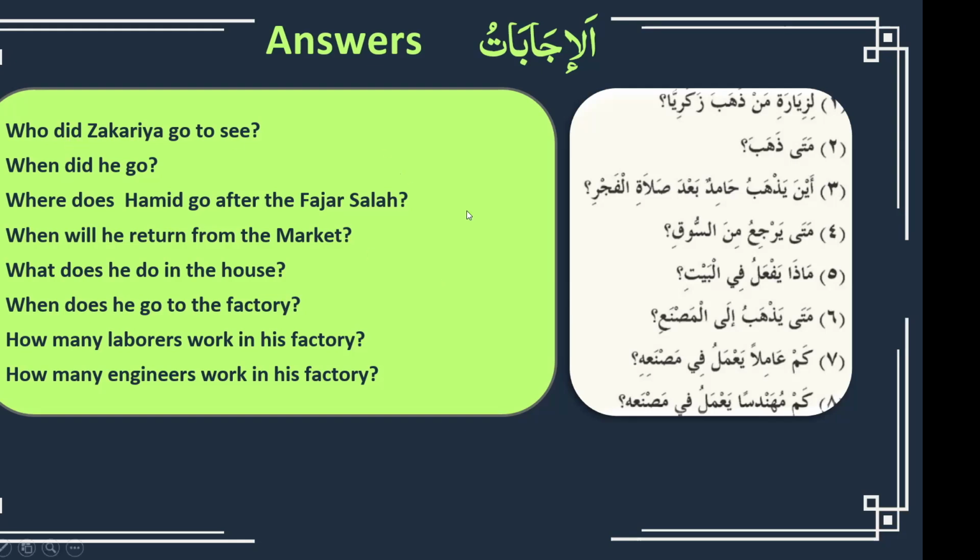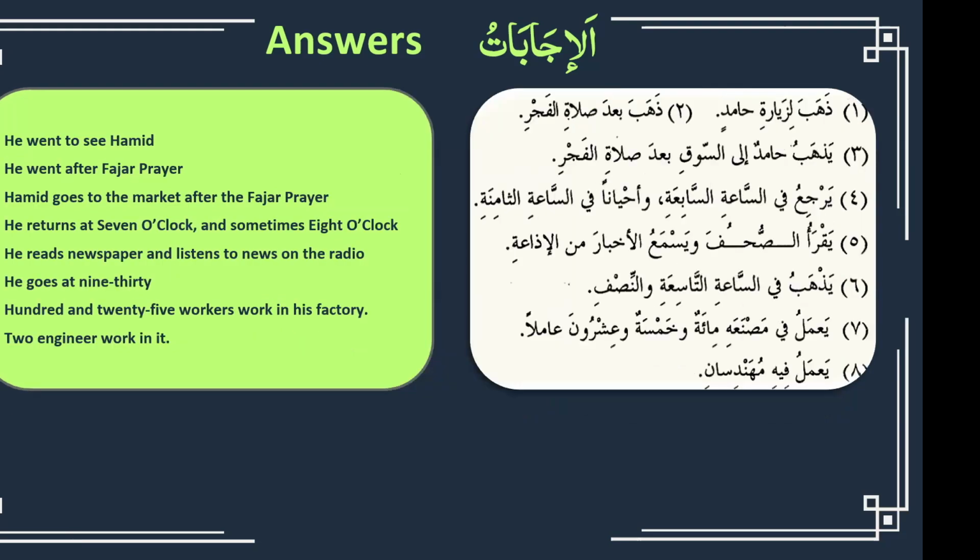Can I simply say يعمل مهندسان? Yeah, ya'malu muhandisan. 2 engineers work. But when you say ya'malu muhandisan, it will mean 2 engineers work. But when you say ya'malu fihi muhandisan, that will mean 2 engineers work in it. Okay, sure. Here's the answer for all of the questions that I just asked.